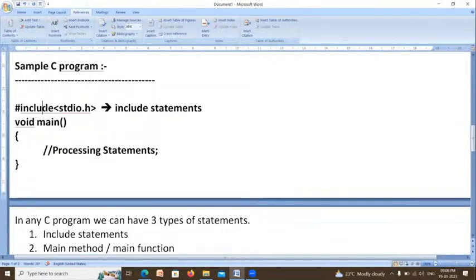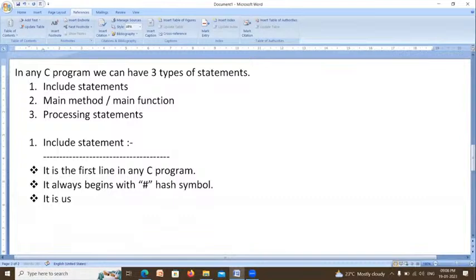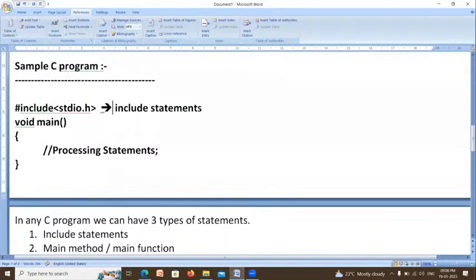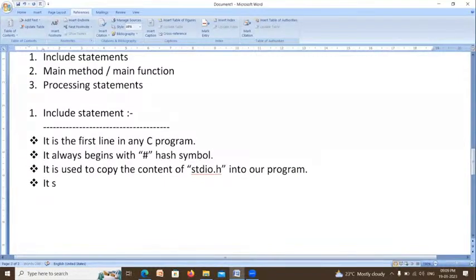What is the use of this line? It is used to copy the content of this file into your program. Which file? stdio.h is the file name, into our program. It is also called by one more name. The name is preprocessor directive. It is also called preprocessor directive.